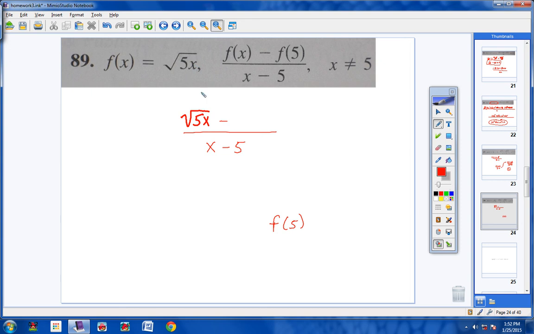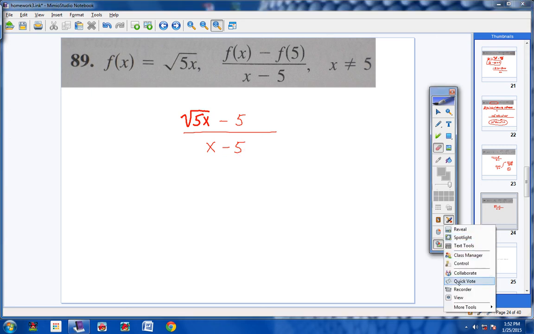F of 5 means everywhere there's an x, I'm going to put a 5. So square root of 5 times 5. 5 times 5 is 25, and the square root of 25 is 5. So when you put in 5, you get out 5. So f of 5 is 5. Okay, there we go. Now, in the denominator, I will just have x minus 5.